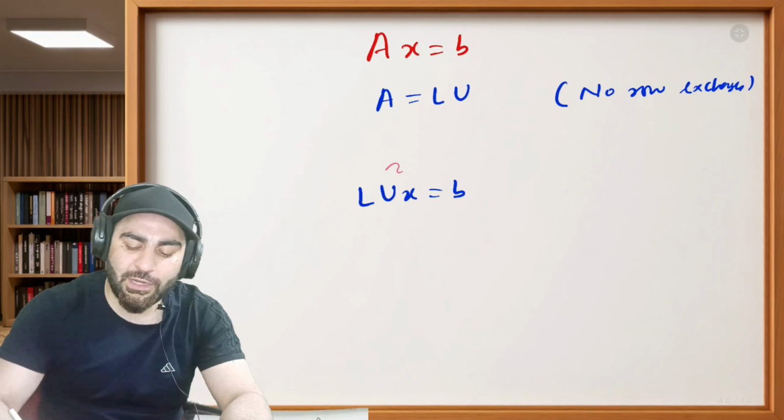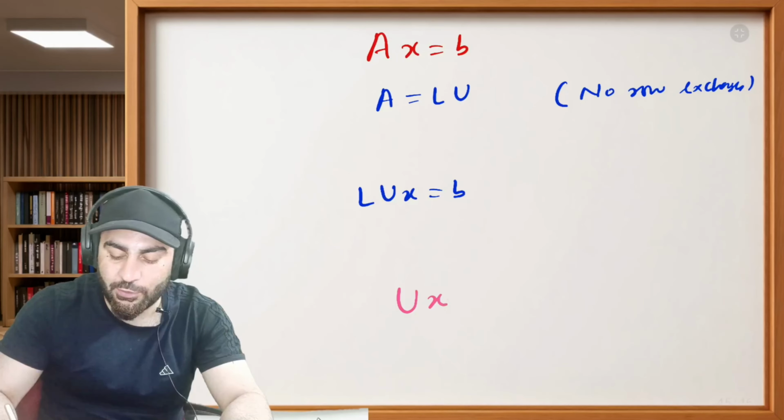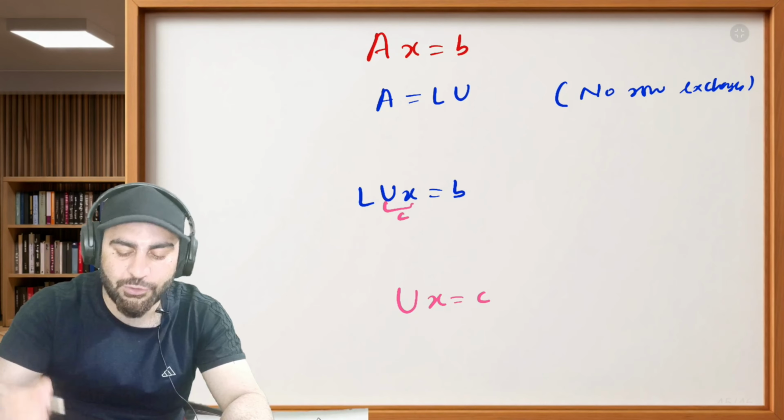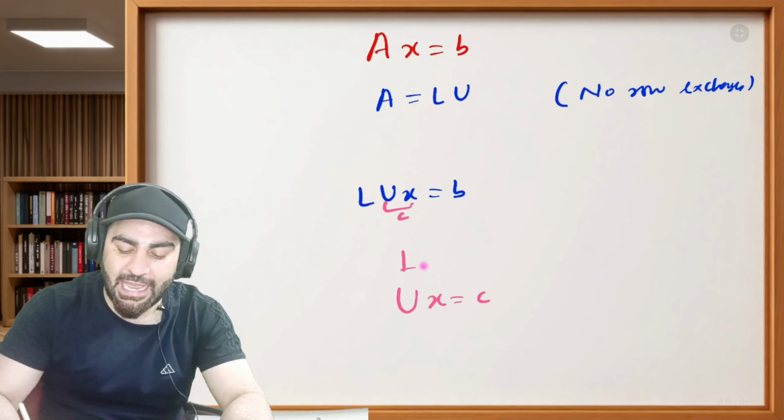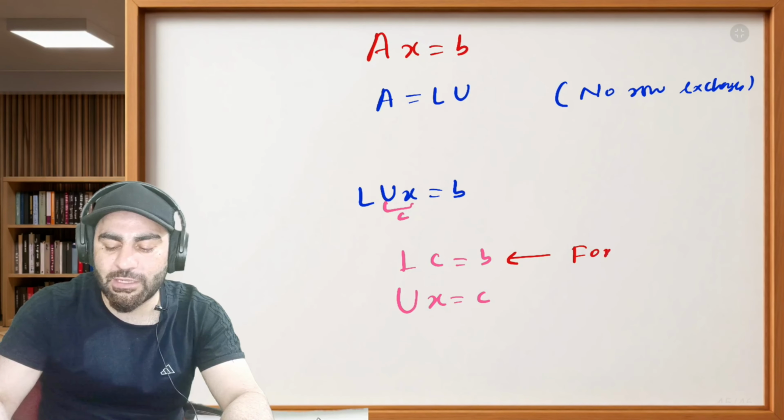Why am I converting this into L and U? Because once you convert something into a lower triangular or upper triangular matrix, you are knocking out a lot of variables. So I can say UX is equal to C, and substituting this, now I can see LC is equal to B.